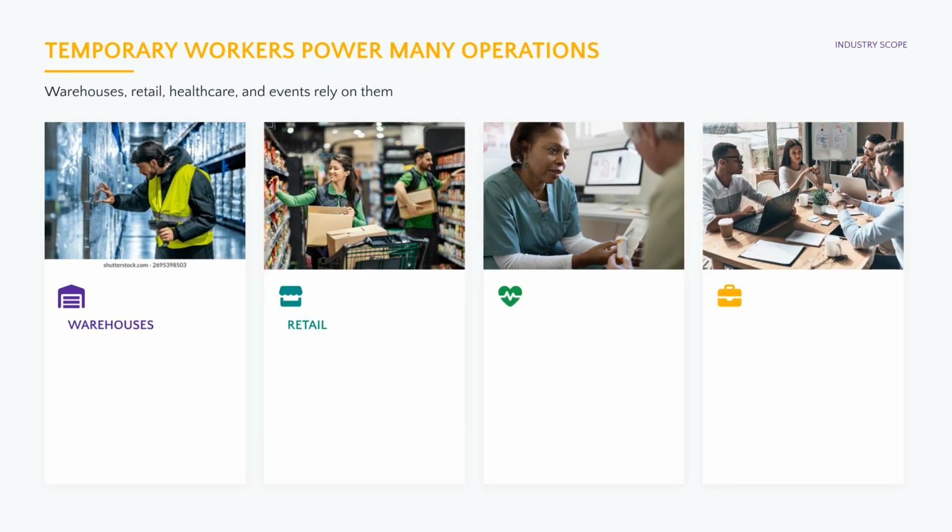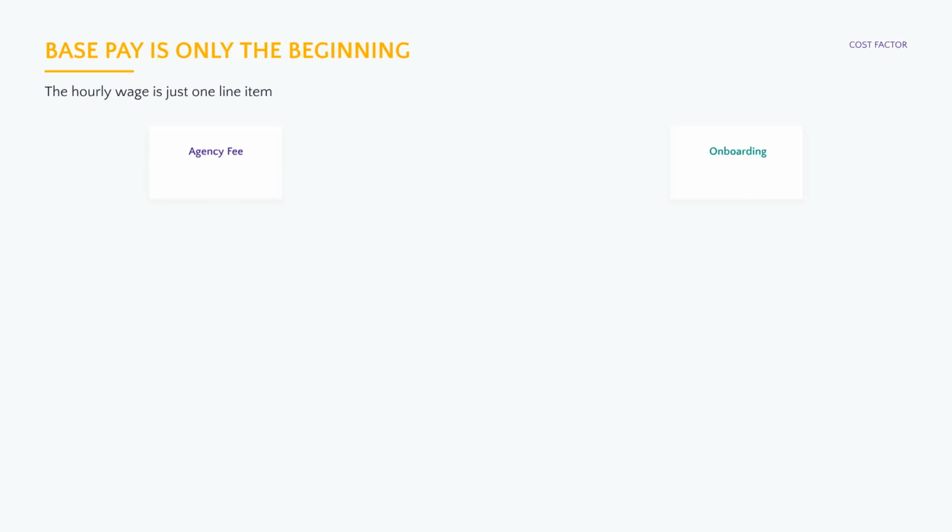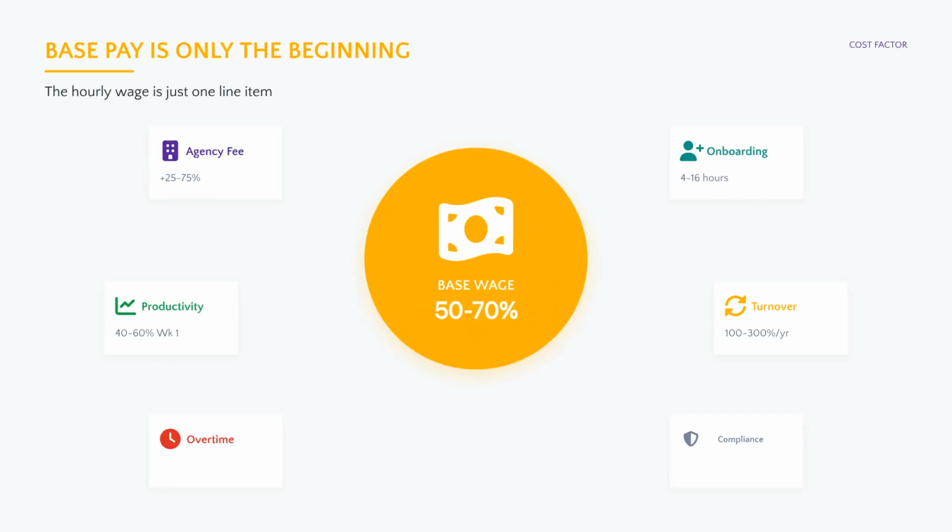Temporary workers are vital for various operations, including warehouses, retail, healthcare, and events, helping to manage fluctuating demands and staffing needs. Base pay, typically 50 to 70% of the total labor cost, is just one component. Other significant factors include agency fees, onboarding, productivity lag, turnover, overtime, and compliance costs.